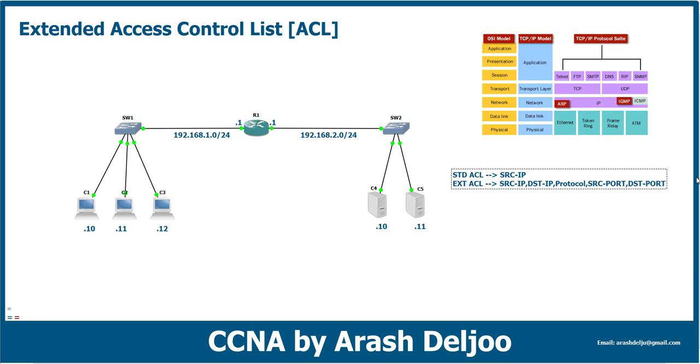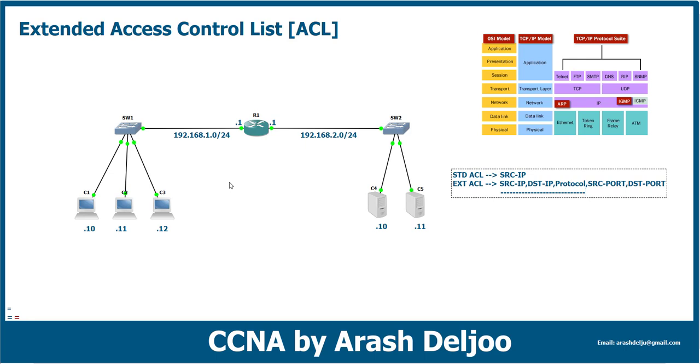Look at here. In the first example, I'm going to show you how we can configure one extended access control list, and this extended access control list should refer to the source IP, the destination IP, and, for example, the protocol. In the second or third example, maybe we will talk about the source port and destination port. Look at here. Here we have a simple scenario.